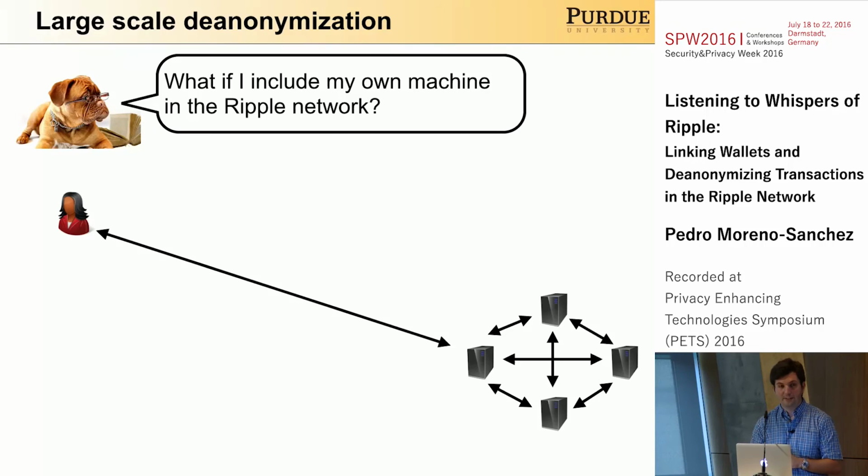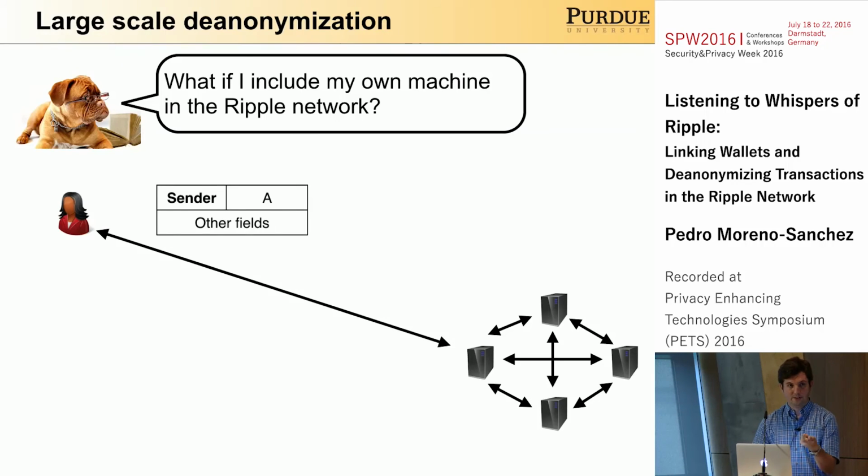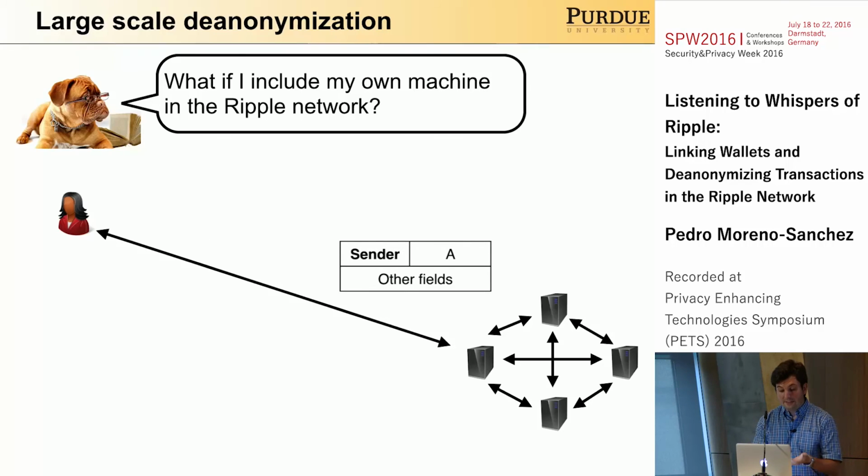Then Alice creates a transaction in which she specifies her sender wallet and other fields necessary for the transaction. Then she sends such a transaction to the Ripple server. At this moment, the Ripple server sees the sender wallet because this transaction is sent in the clear, and also the Ripple server knows the IP address of the client. Therefore, this wallet is de-anonymized. And as you can imagine, if Alice has several Ripple wallets and uses the same server to send transactions for the different Alice wallets, all of them are going to be de-anonymized.